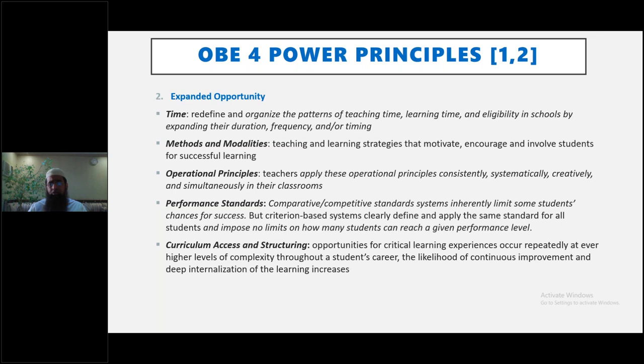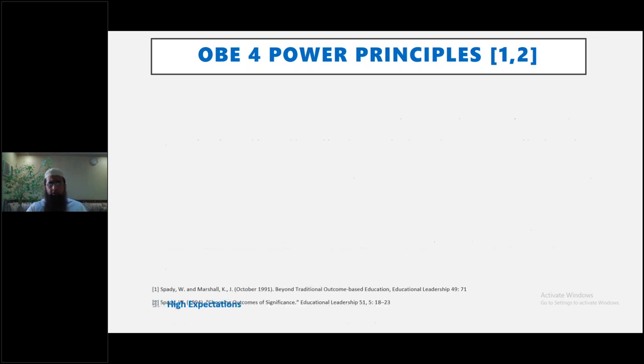And then we should have a structured curricular access, which means, again, the taxonomic Bloom's model, mastery learning, you're going from low order skills to high order skills. So curriculum needs to be basically designed and enabled so that students can climb higher and progress in learning. So this is expanded opportunity.